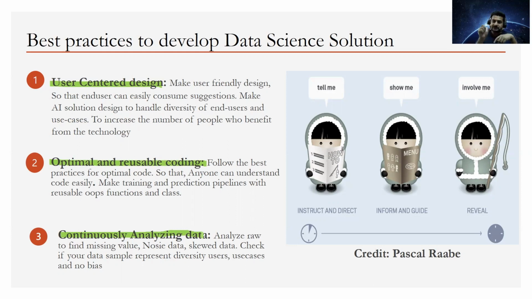Continuously monitor, continuously keep an eye on the data quality to analyze any kind of missing data, corrupted data, noise in the data, skewness in the data, and also check that your data sample represents all users, all age ranges, all regions of users, like the diversity of use cases, and also make sure there is no bias in the data. So analyzing this data is very important. Please take care of these things while working on any AI system. This is very, very important.